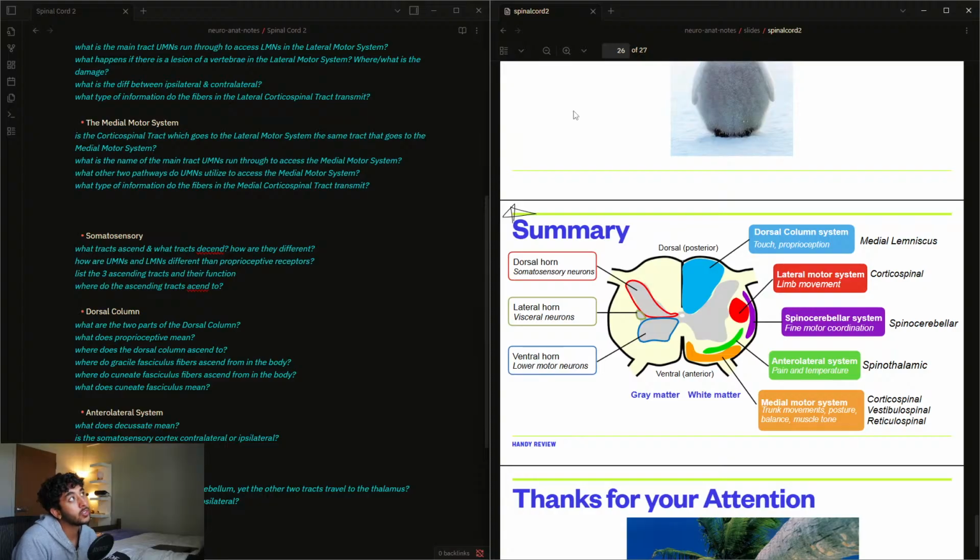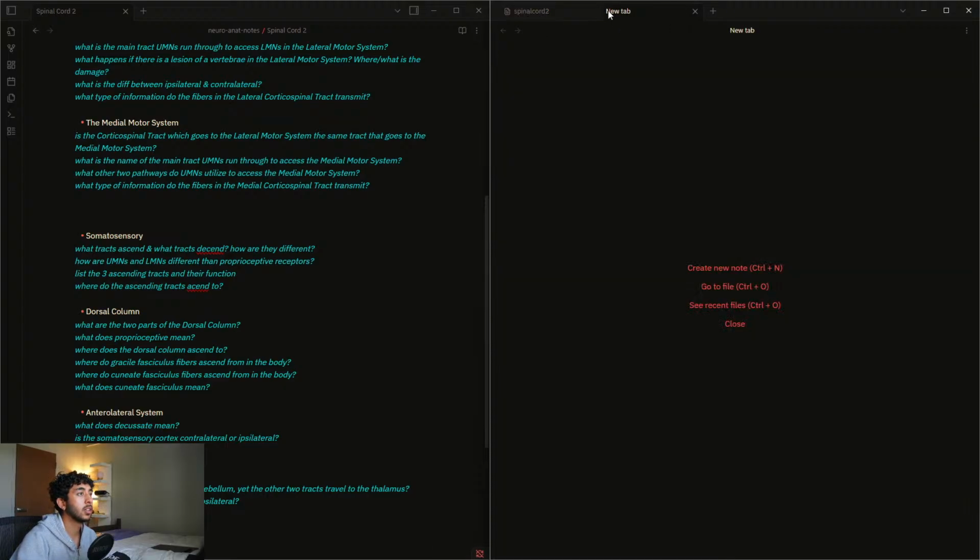Three ascending tracts. So the medial lemniscus is for the dorsal column system. I'll just hide this so it doesn't look like I'm looking at it. Yeah, the medial lemniscus is for the dorsal column system. The anterolateral system is for the spinothalamic tract, involved in pain and temperature, and the spinocerebellar tract is for the spinocerebellar system, involved in fine motor coordination.